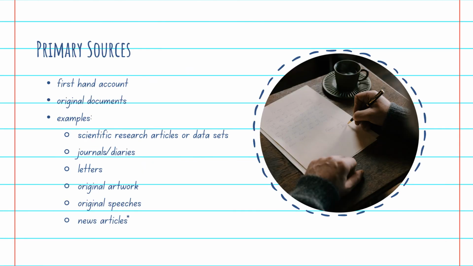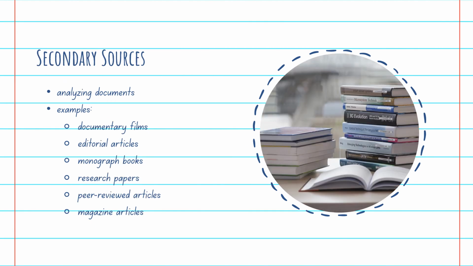Primary sources are often called original documents because they report, describe, or convey the results of an experiment, a first-hand account, or creative work. Examples include scientific research articles or datasets, news articles, journals, or letters, and original artwork or speeches. Sometimes, newspaper articles are considered a primary source, but other times they are considered a secondary source. It depends on your discipline.